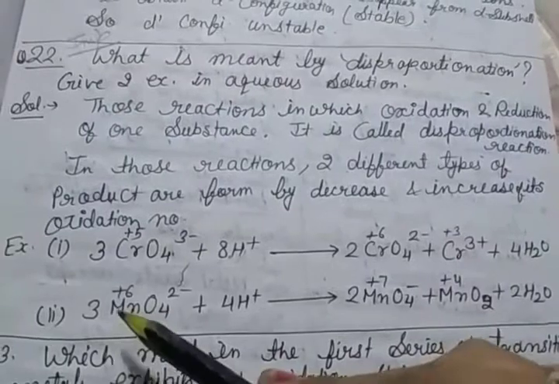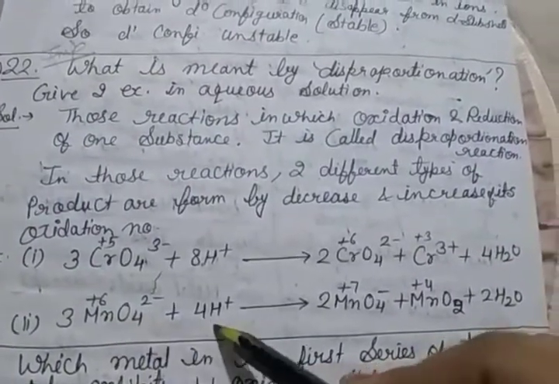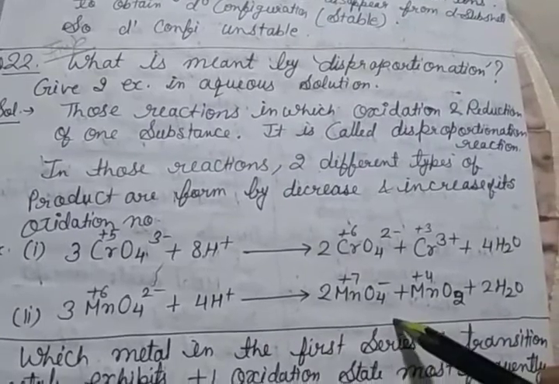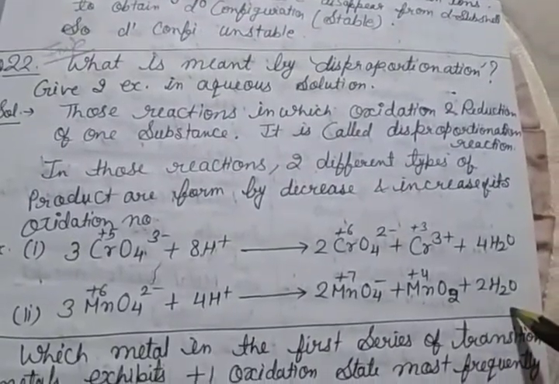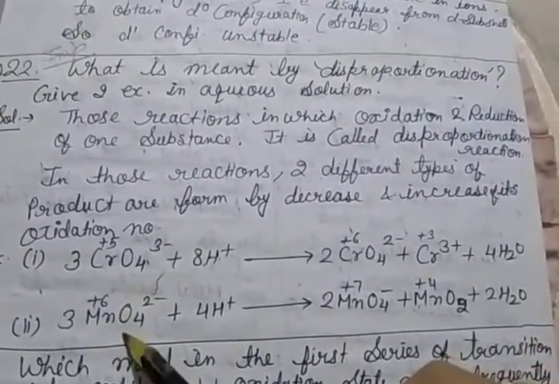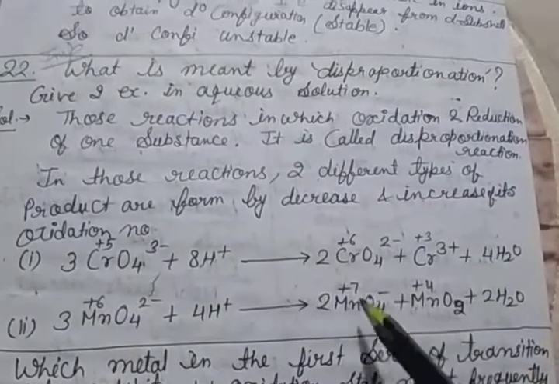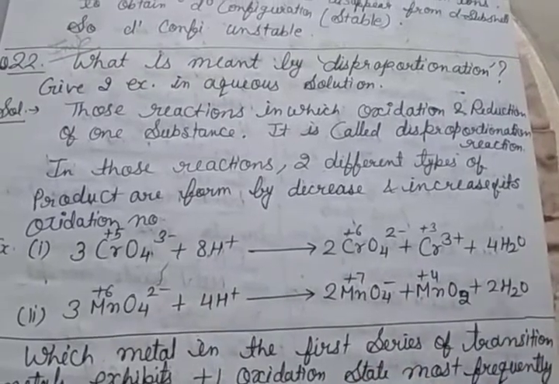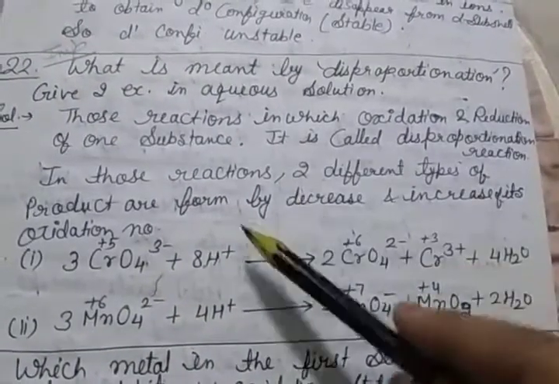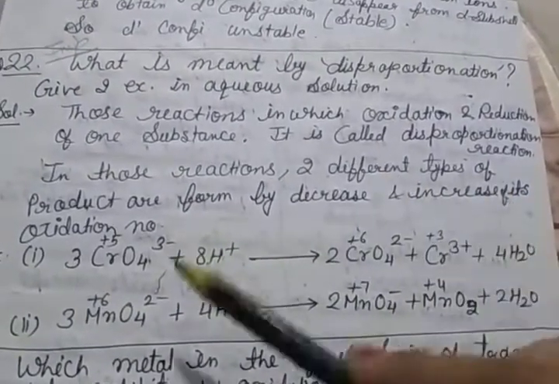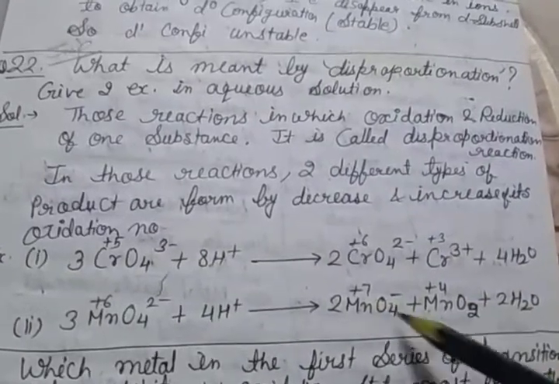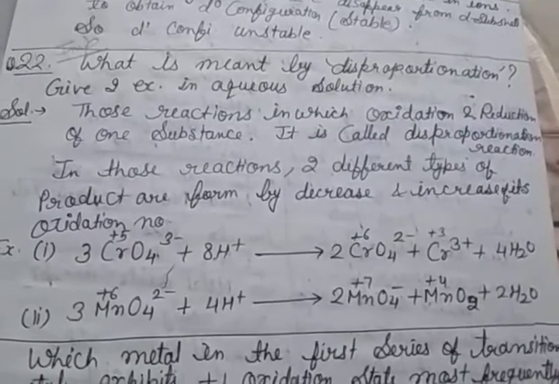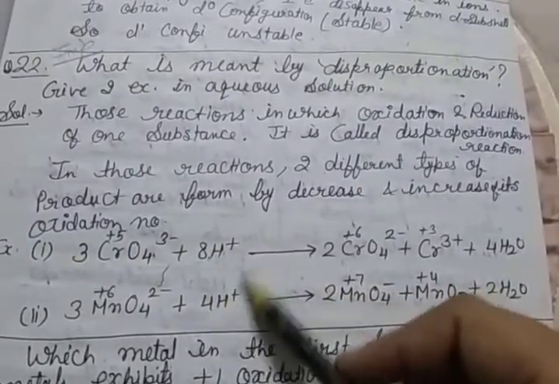Another example: 3MnO4 minus plus 4H plus convert into 2MnO4 minus plus MnO2 plus 2H2O. Here manganese is in the plus 6 oxidation state, and the products are Mn plus 7 and Mn plus 4. So different oxidation states are shown by one element, and this reaction is known as a disproportionation reaction. So properly learn these two examples.